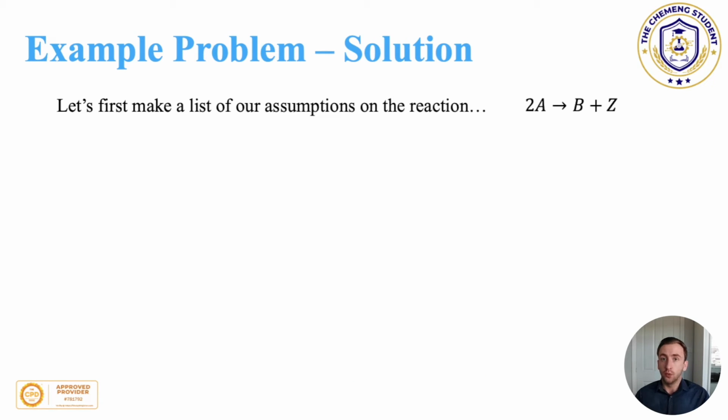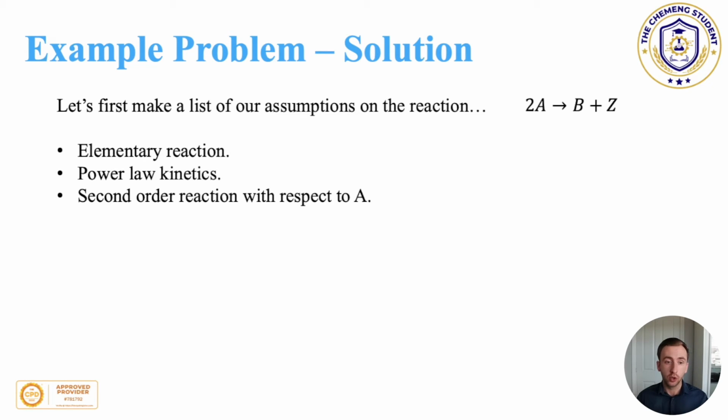So the first thing that you would need to do in any problem with reactors and reaction engineering is list your set of assumptions. Because if you don't give us your assumptions, we can't follow your process or your methodology. We need to know what assumptions you're going to make so that we can ensure that the process is concurrent. So we have elemental reaction, power law kinetics, 2nd order reaction with respect to A.